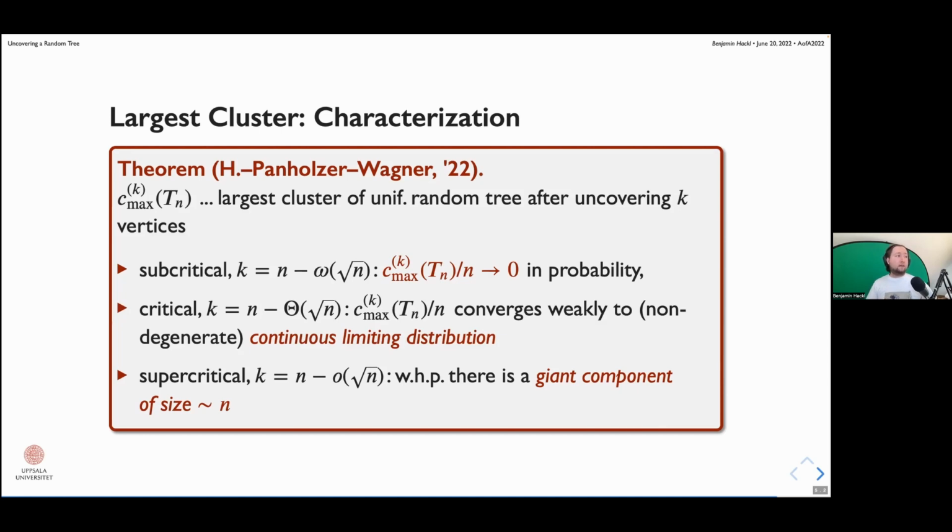In the other two cases, in the subcritical case, so as long as more than root n vertices are still covered, the size normalized by n degenerates and goes to 0 in probability. And finally, in the critical case, which is quite interesting, again, the rescaled size of the largest cluster converges weakly to a continuous limiting distribution, and that's a sort of curious behavior again in this critical region.